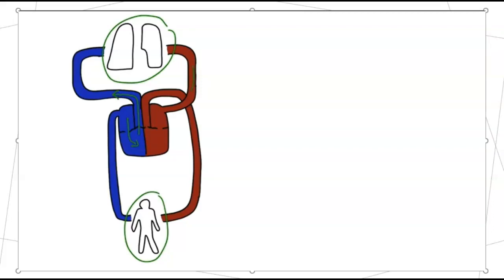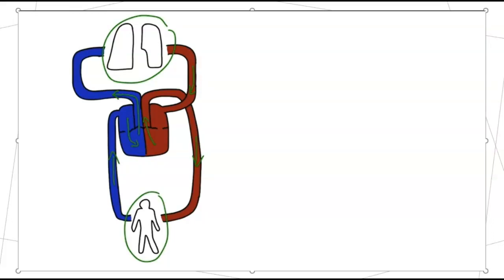It then comes out of the lungs through the pulmonary vein into the left atrium, left ventricle, and then out into the aorta. And from there all that oxygenated blood is taken to the body where it's used, and the blood then picks up the byproducts of respiration such as CO2. These are then taken back via the inferior and superior vena cava back into the right hand side of the heart.